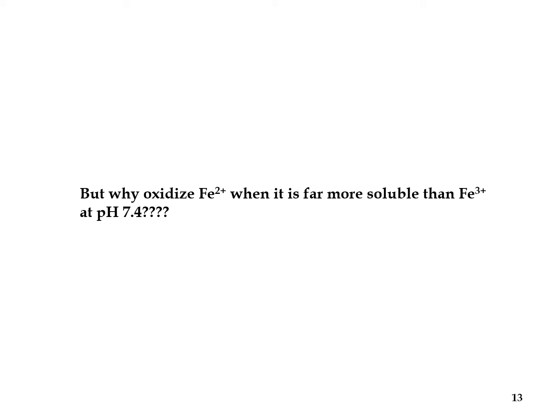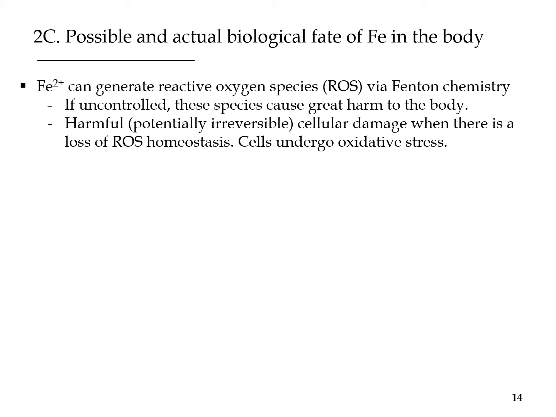So then, the fundamental question: why oxidize iron 2+ when it is far more soluble than iron 3+ at a pH of 7.4? Let's explore this mystery. There are possible fates that iron can undergo in the body, released into the bloodstream. Iron 2+ can generate reactive oxygen species via Fenton chemistry. Now, reactive oxygen species are extremely important. We ourselves need them to facilitate the formation of a number of molecules through interaction with these species. The problem is when the generation of these species is uncontrolled, and that can cause great harm to the body because it can lead to cellular damage as a consequence of uncontrolled redox, and so you lose that ROS homeostasis, and this can trigger what is known as oxidative stress and apoptotic death of cells.